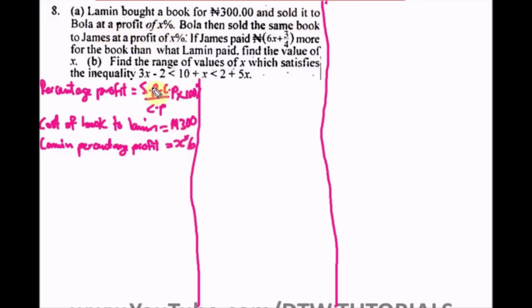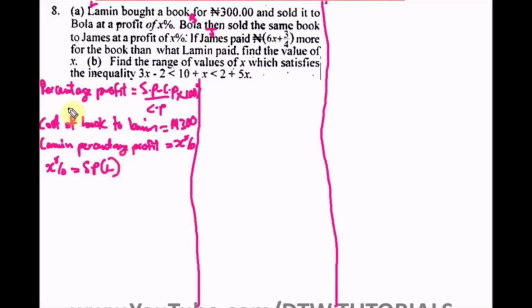So putting all these values here, let us try to get our selling price. Since this is the cost price that Lamin bought the book for, at this percent profit, let us look for our selling price. So what is Lamin's selling price? Let's put in our values. Our percentage profit, we were told, is X%. Follow me closely. It is equal to our selling price for Lamin. Let's put this in brackets, Lamin as L, because we have 3 people here. So we're going to represent Lamin as L, Bola as B, and James as J, for this question.